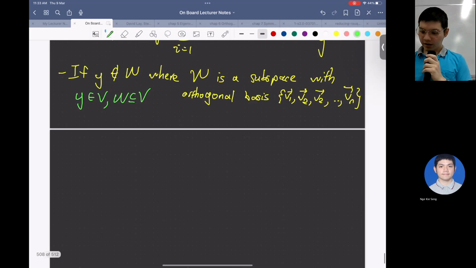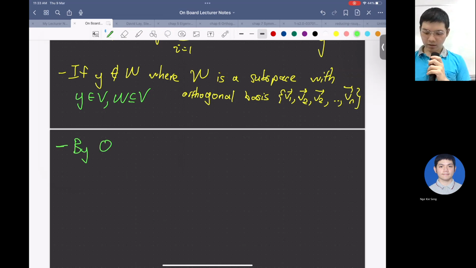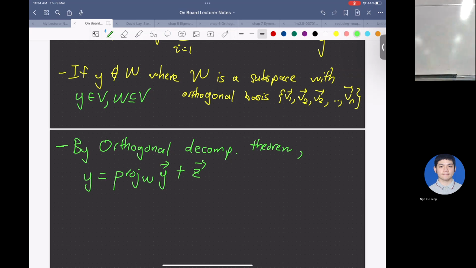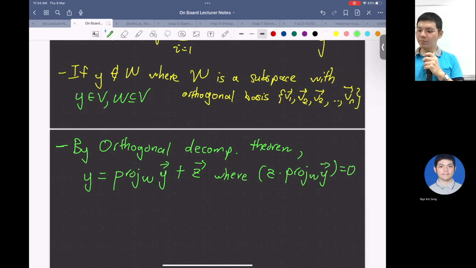So let me write down. By the orthogonal decomposition theorem, we can project y into W plus another thing. Because if you project, there's something left over. What's that thing left over? That thing is orthogonal to the subspace. In particular, it is orthogonal to one of the vectors, which is the projection itself.